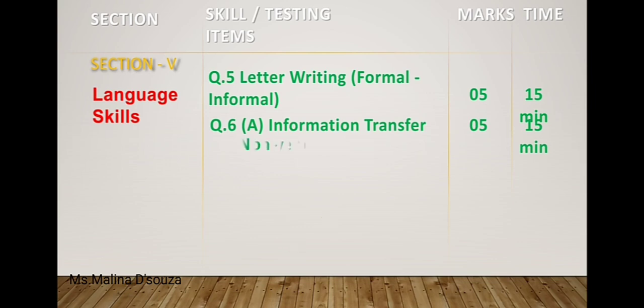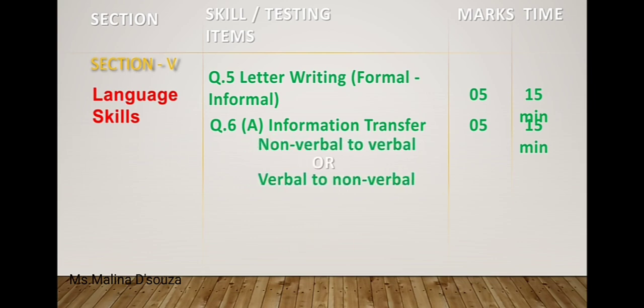Here you get a choice between non-verbal to verbal or verbal to non-verbal. What do you mean by this? It means from a diagram to a text or from a text to a diagram.